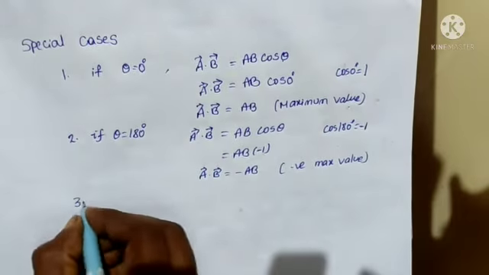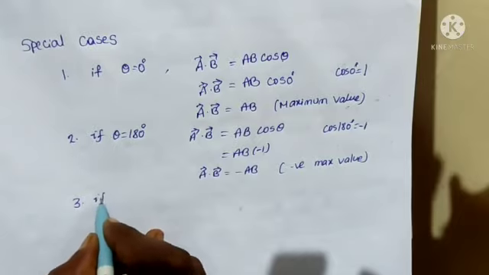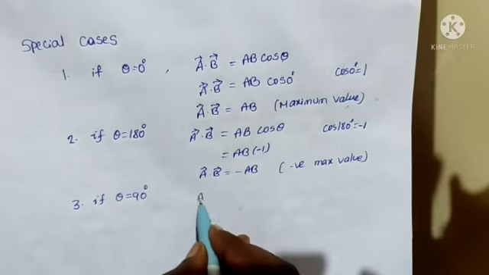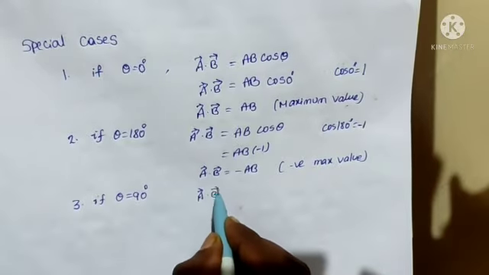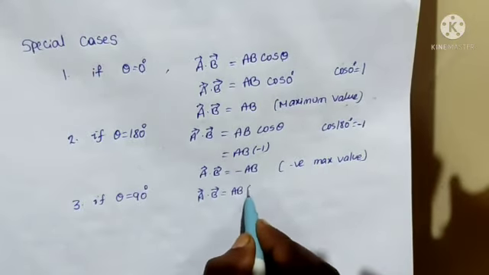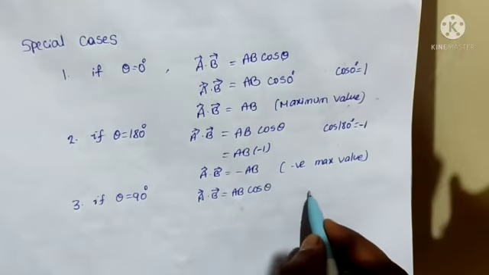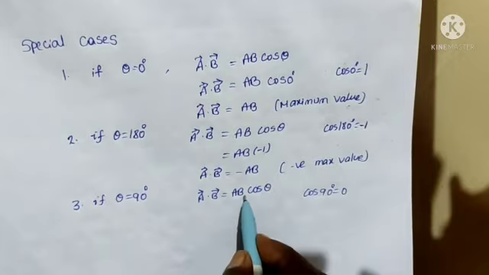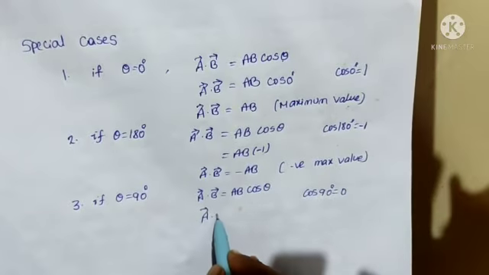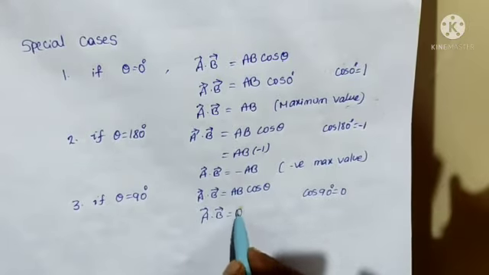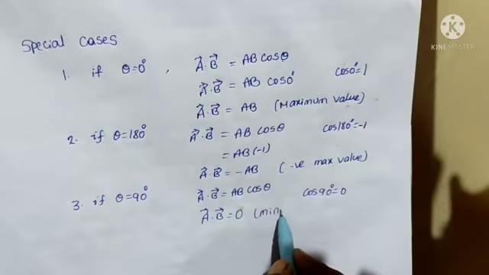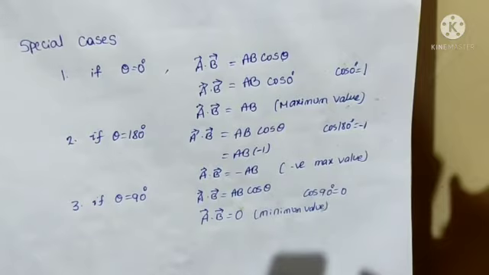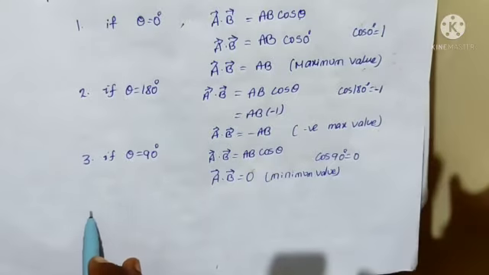Next, third one: if theta equals 90 degrees, then a bar dot b bar equals ab cos theta. Cos 90 value is 0. Now a bar dot b bar equals ab into 0, which is 0. So then a bar dot b bar equals 0. So this is the minimum value for the dot product.